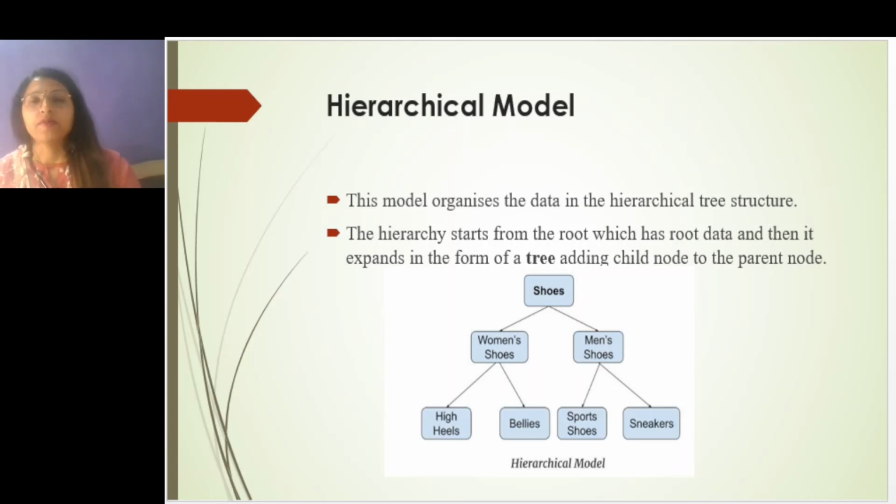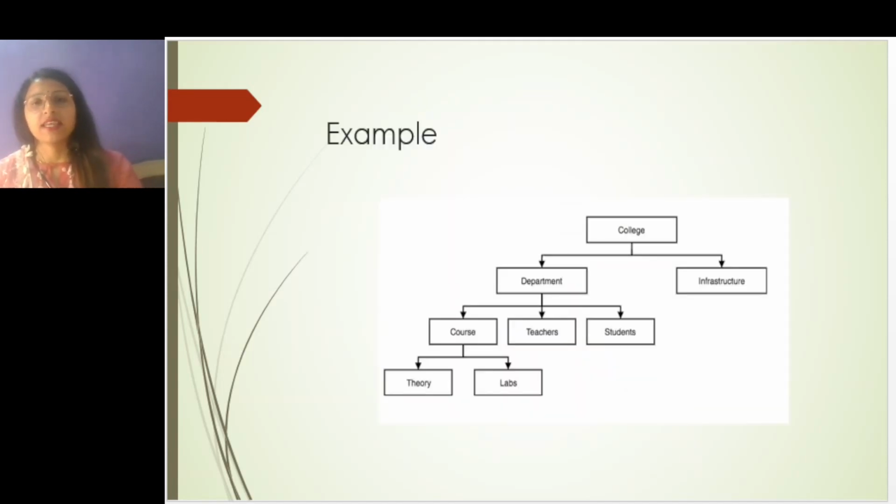You have to remember that in the hierarchical model, the data is represented in the form of a hierarchical tree structure. Here is another example: a college can be divided into various departments and infrastructure. Again, the department can be divided into courses, teachers and students, and so on. Here you can see the department and the infrastructure are the child nodes of the parent node, college. Then the course, teacher and students are the child nodes of the parent node, department.